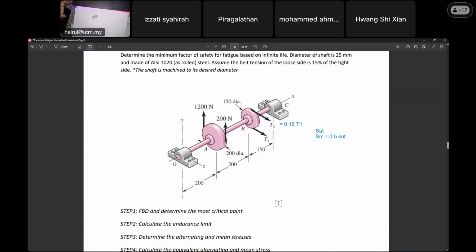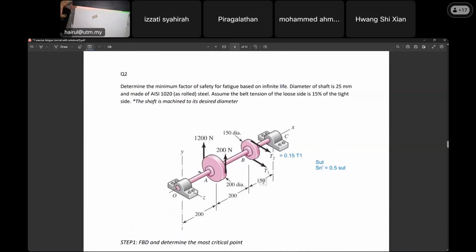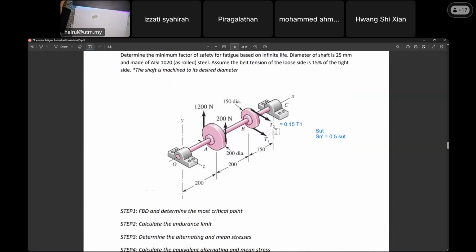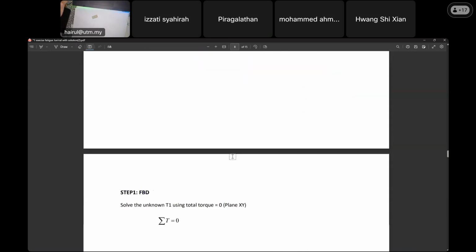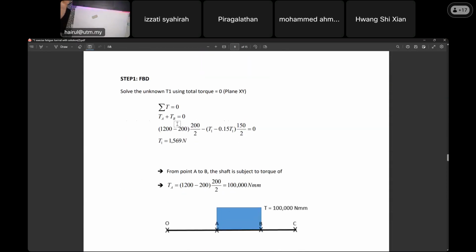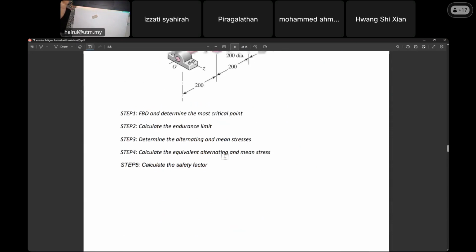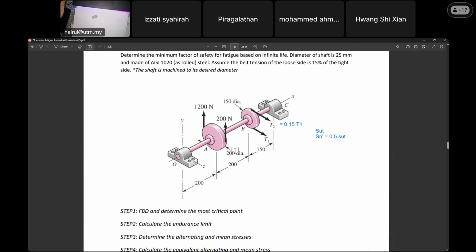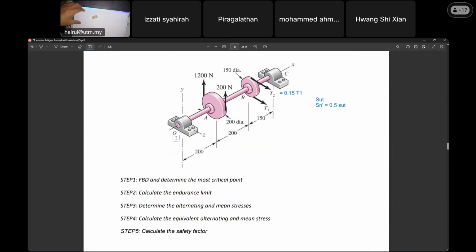So what you do, first you solve the free body diagram like we practiced before. Since T2 is 0.15 T1, the summation of torque about the X axis is 0. So that's the first thing. We make the summation of torque 0: TA plus TB is 0. So the torque is 1000 Newton, the diameter is 200, so the radius is 100. Do you remember, class?